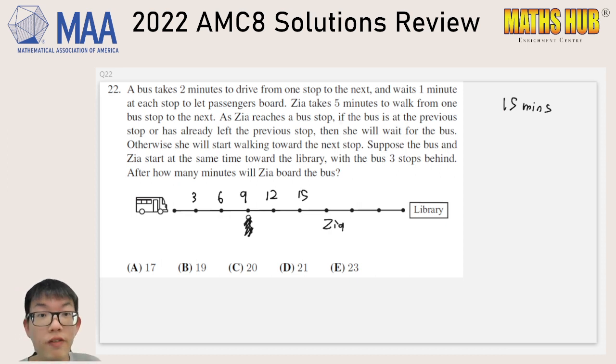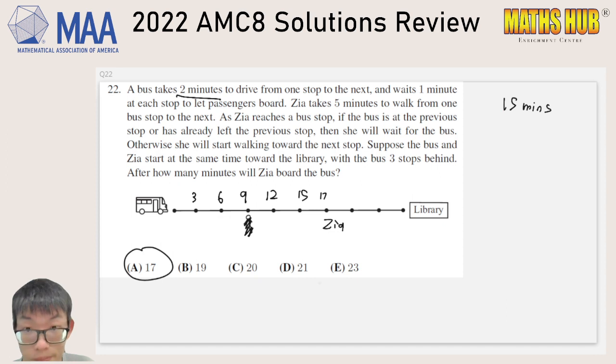Now it says that if the bus is at the previous stop, she will wait for the bus, so she's going to wait for the bus to come. The bus takes another 2 minutes to come here, and then she will board the bus. Boarding the bus doesn't mean that it has left yet, and the question just asks when she will board the bus. So the answer is none other than 17.